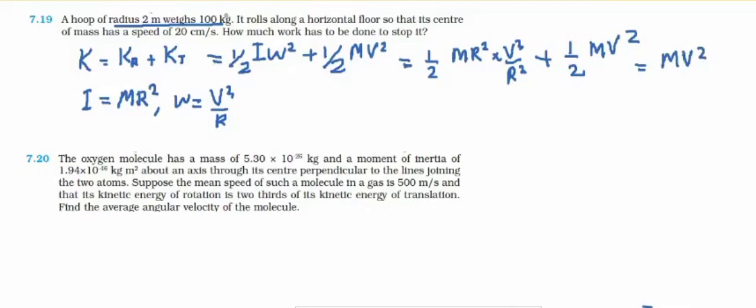The mass and speed, centimeter per second, you need to convert into meter per second. Both are given there so that you can find the value of total kinetic energy.